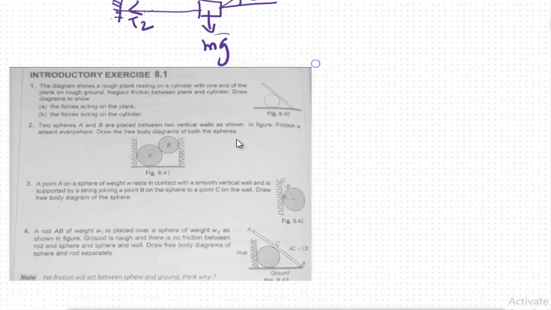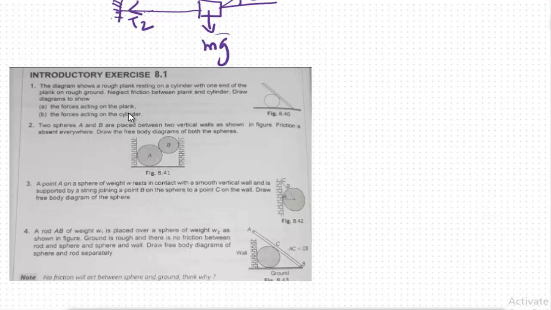The diagram shows a rough plank resting on a cylinder with one end of the plank on the rough ground. Neglect the friction between the plank and the cylinder. Draw the diagrams to show forces acting on the plank. First, we need to draw the diagrams for the force acting on the plank. On the plank, which all forces will be acting?